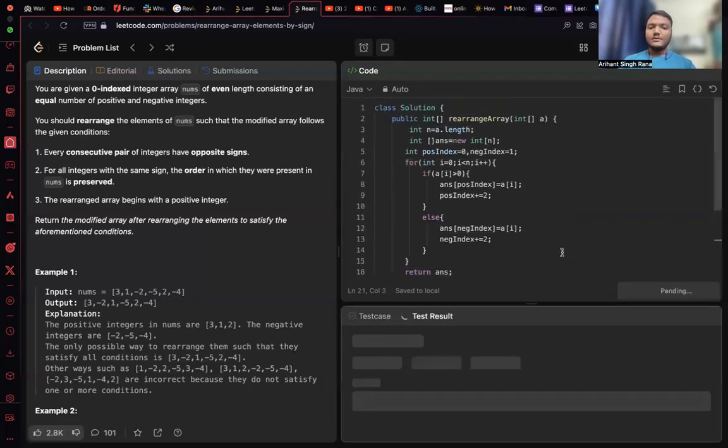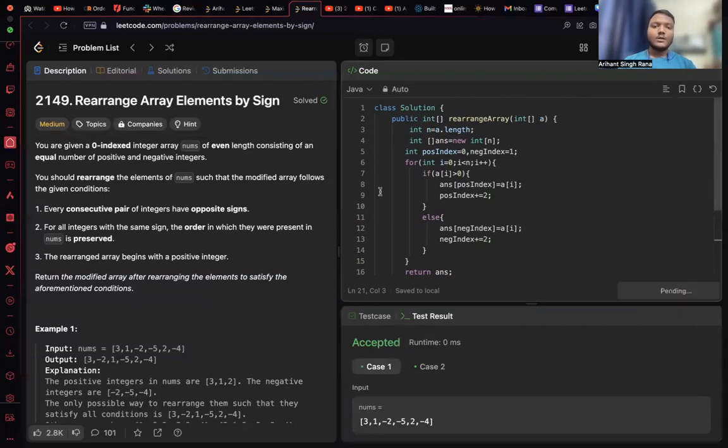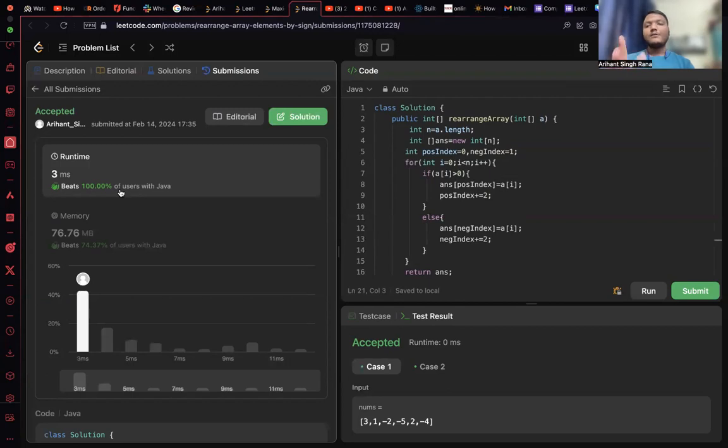Now let me run to see if my test cases pass. As you can see, all the test cases are passed. Now I'm submitting the code to test multiple test cases. As you can see, my solution was successfully submitted with a runtime of 3 milliseconds, and it beats 100% of the users that solved this same question using the Java language.